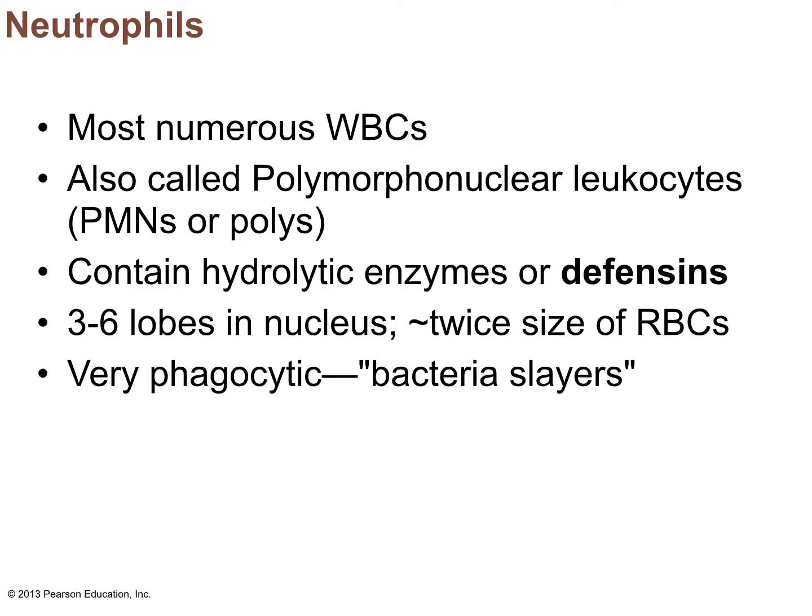That name actually sounds really complex, but poly means many, and then the morphonuclear, they have these multi-lobed nuclei, so many lobes to the nuclei. And so the name does make some sense. I'll call them neutrophils, of course, when I test. They do have hydrolytic enzymes or defensins that help kill bacteria. These are phagocytic cells as well, so they'll perform phagocytosis and engulf bacteria. And they're about twice the size of red blood cells.